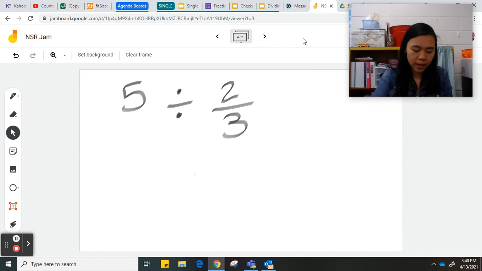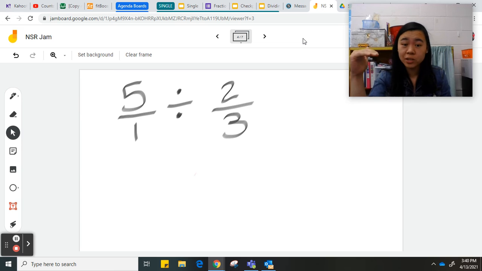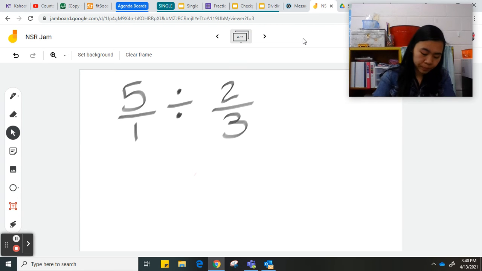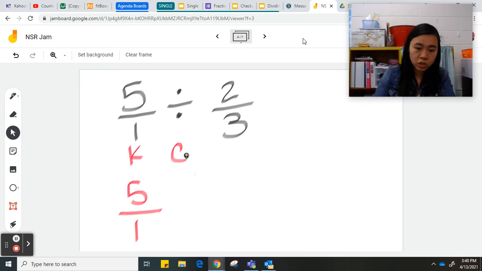Next problem, we have a whole number. Don't let this scare you. We've talked about this a few times. All whole numbers can be put over the number 1. So I'm just going to go ahead and do that. 5/1. We know this is okay because that fraction bar means division, and 5 divided by 1 is still 5. So 5/1. We are going to keep this exactly the same. So I'm just going to rewrite this, 5/1. We're going to change this division sign to multiplication, and then we are going to flip this fraction. So instead of 2/3, it is 3/2.